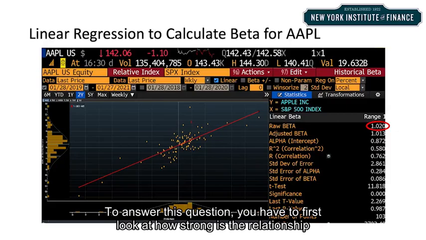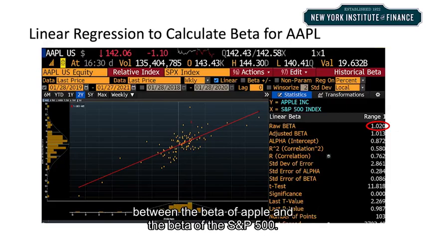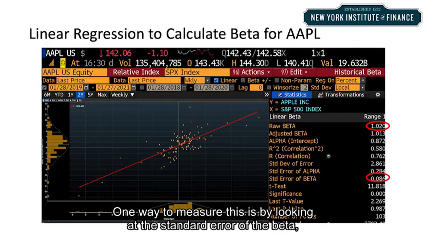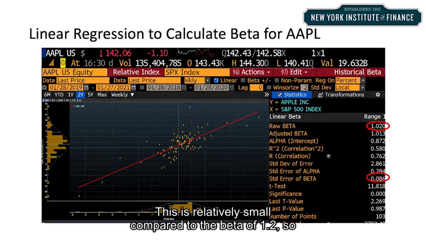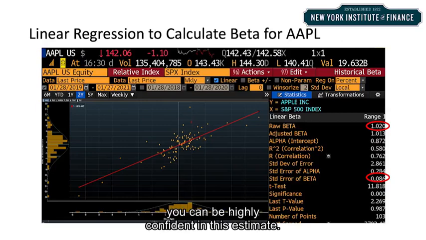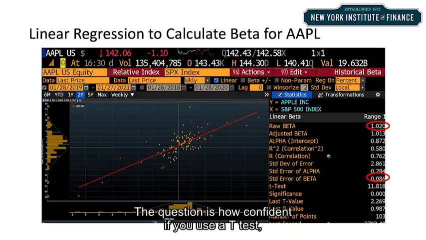To answer this question, you have to first look at how strong is the relationship between the beta of Apple and the beta of the S&P 500. One way to measure this is by looking at the standard error of the beta, which is 0.086. This is relatively small compared to the beta of 1.02, so you can be highly confident in this estimate. The question is how confident.